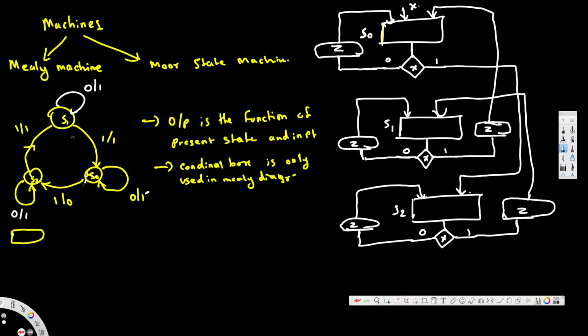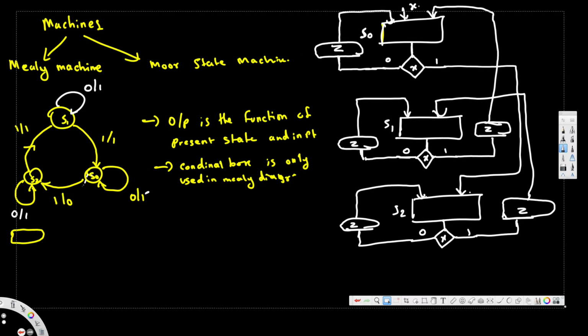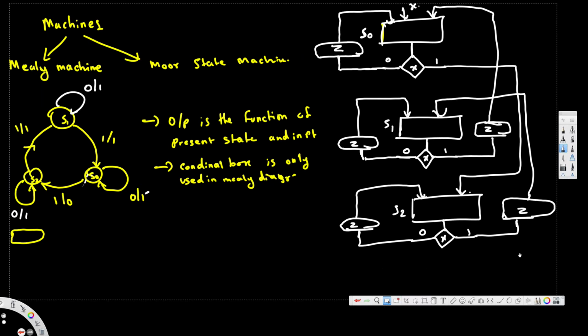Now let's look at how to draw the Moore state machine. Okay, now let's get rid of this one. Now I'm going to draw the Moore state machine. Let's look at how A over 1, C over 0, B over 0.